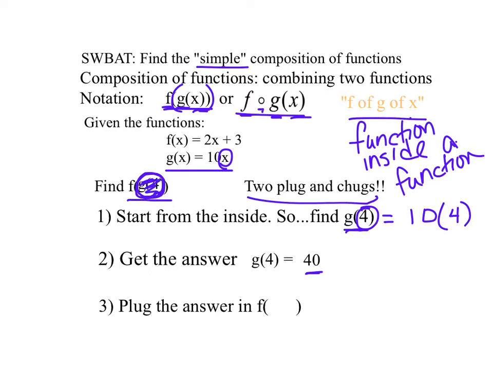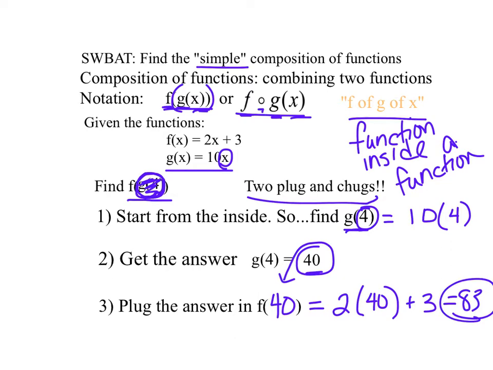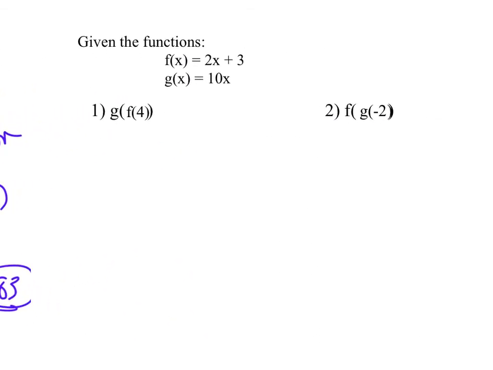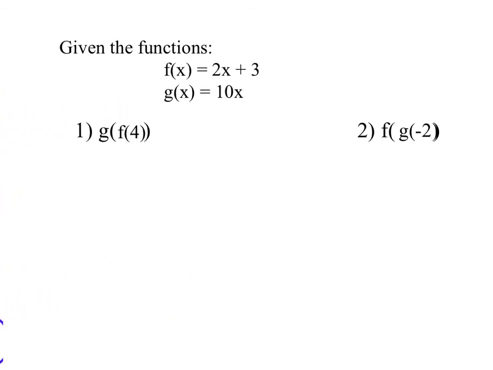So now I have to do f of 40. So I'm plugging this right here. That's all it is. I plug one in, I get the answer, and then that answer gets plugged into the other one. So plus 3. So what is that? 83? Done. So sometimes if I go a little faster, you get it better. So let's try.